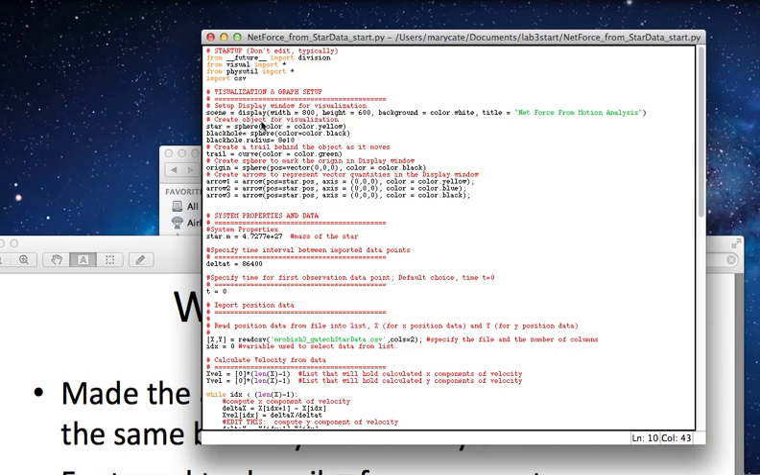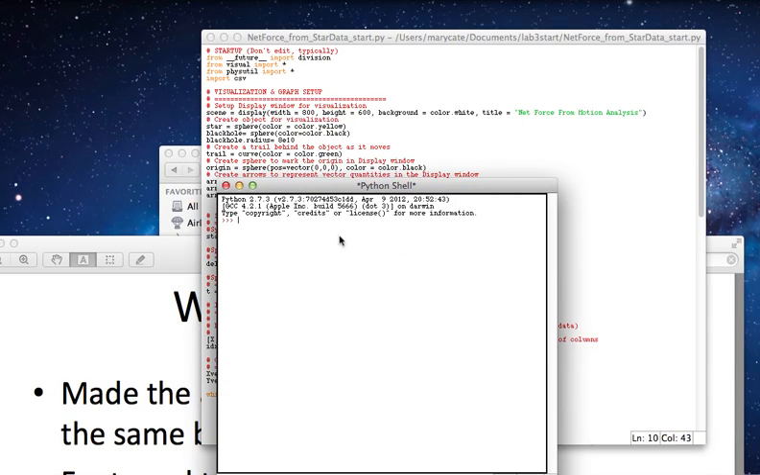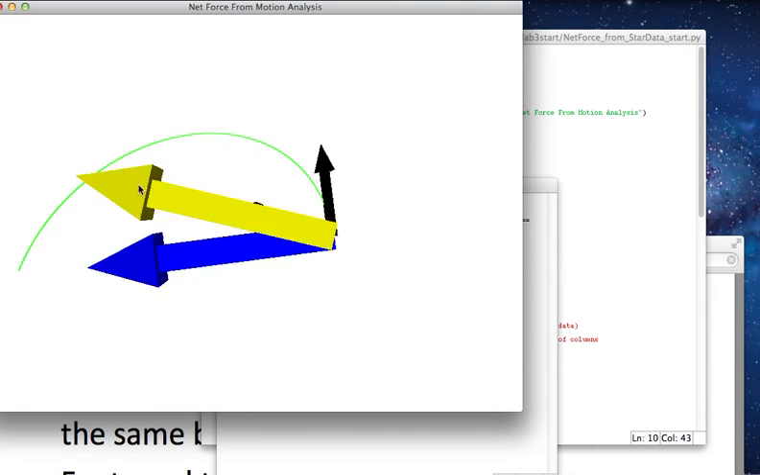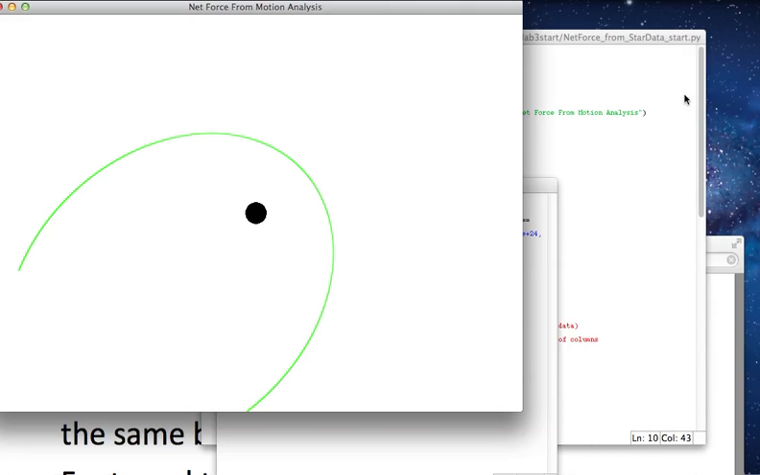So that's basically it, but before we go, I'll run my module so you can see the motion of the star around the black hole. So that's basically what my motion looked like.